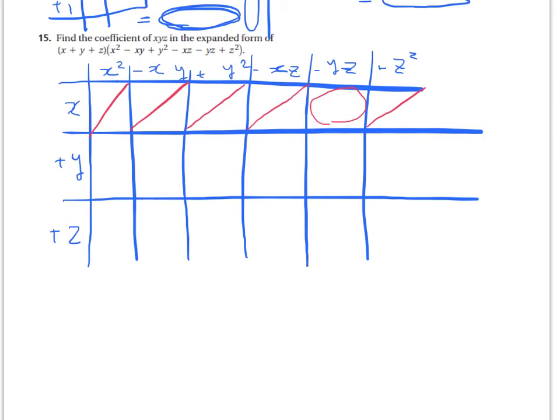This is what you need to do for the next row and this row. Find out which one has xyz and combine like terms. So right here, this will be negative xyz. That means negative 1 xyz, so the coefficient will be negative 1. And find those coefficients so that you can add them.